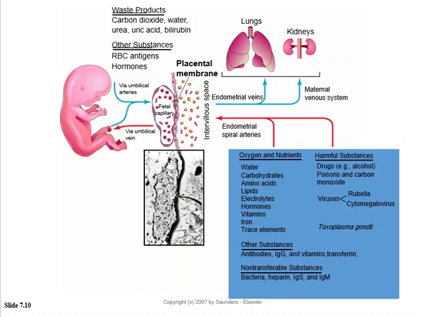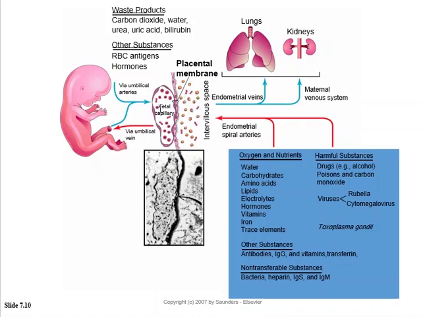So this diagram showing the placenta, and here we have the fetal side and maternal side. We have umbilical veins which carry nutrients to the embryo, and umbilical arteries which carry the waste products to the maternal side. And here we have the fetal capillary, and here we have the maternal side.